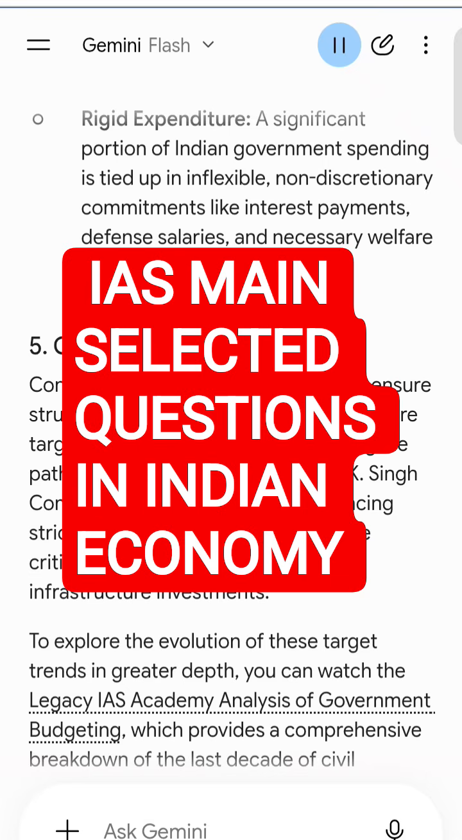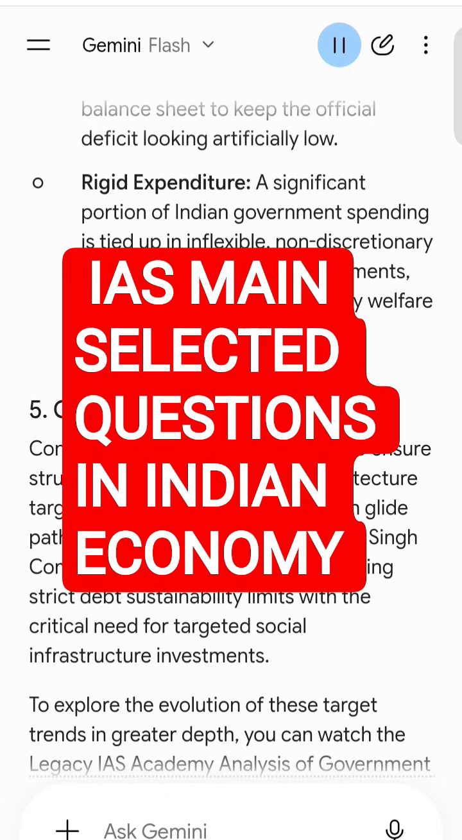Receipts. Revenue budget: tax revenue, direct and indirect, and non-tax revenue, dividends, PSU profits, interest receipts. Capital budget: debt receipts, market borrowings, external loans, and non-debt receipts, disinvestment, recovery of loans. Expenditures. Revenue budget: payments on past debt. Capital budget: asset building expenditures like constructing highways, defense equipment procurement, and loans given to states.